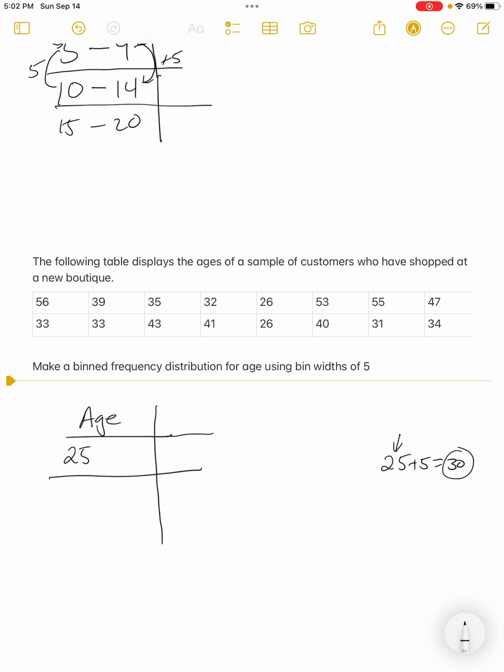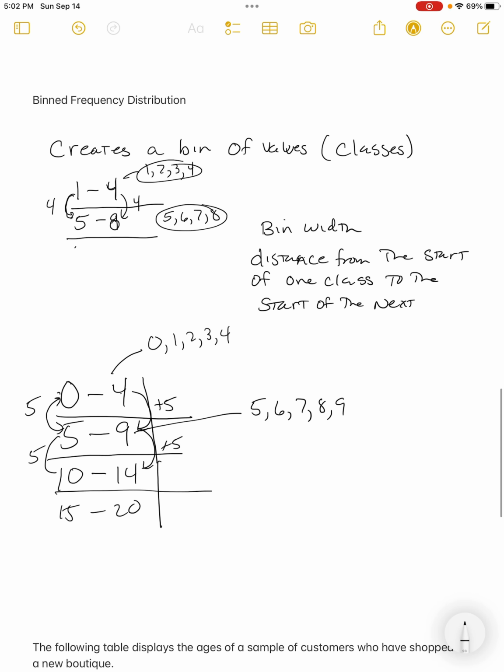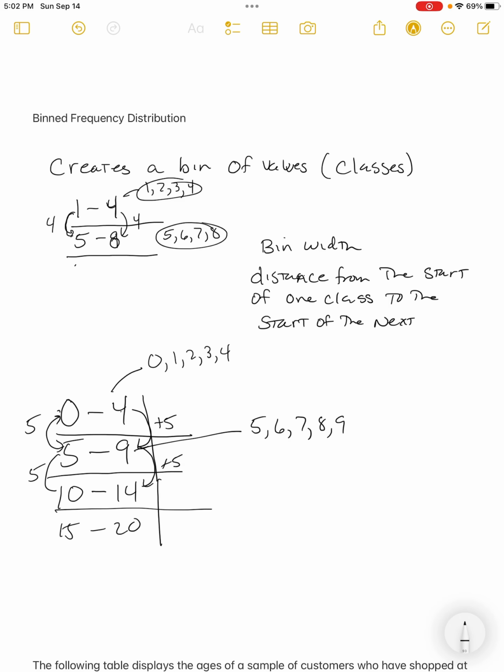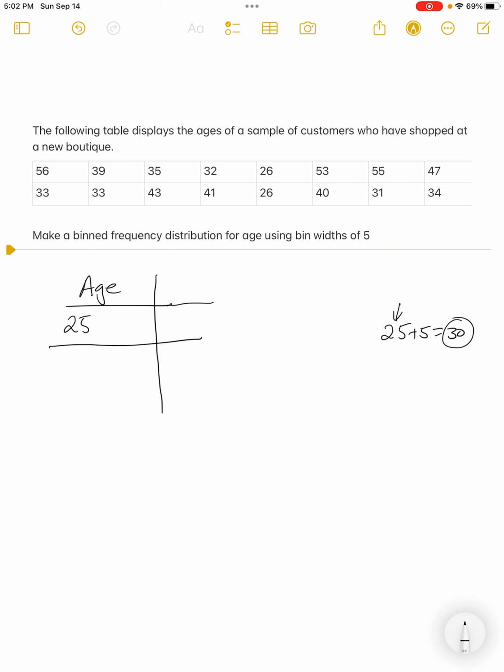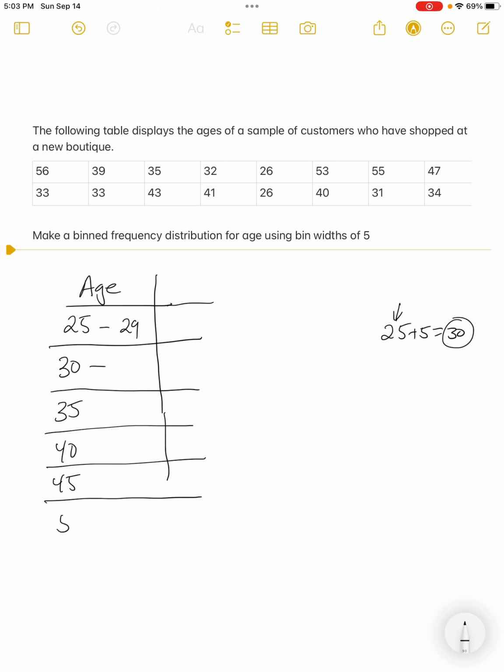So 25 plus 5 is 30. Where does that 30 go? Remember, the bin width is the distance from the start of one class to the start of the next. So 25 plus 5 is 30, so that's the start of the next. So where does the other one end? It ends at 29. Okay, and then you can get the starts: 35, 40, 45, 50. I can get all these starts going in. And then there is a 55, so I'm going to have to go up to that bin right there, and we'll see if that covers us.